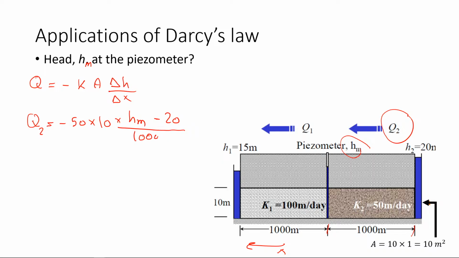Well, I have a problem. What is my problem? I have one equation and two unknowns. Q is unknown and HM is unknown. So I need another equation. What would be another equation? Well, I can write another equation for Q1.